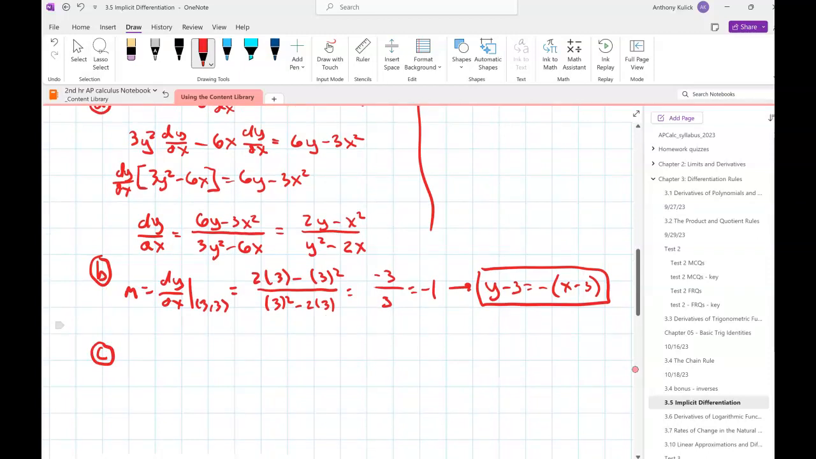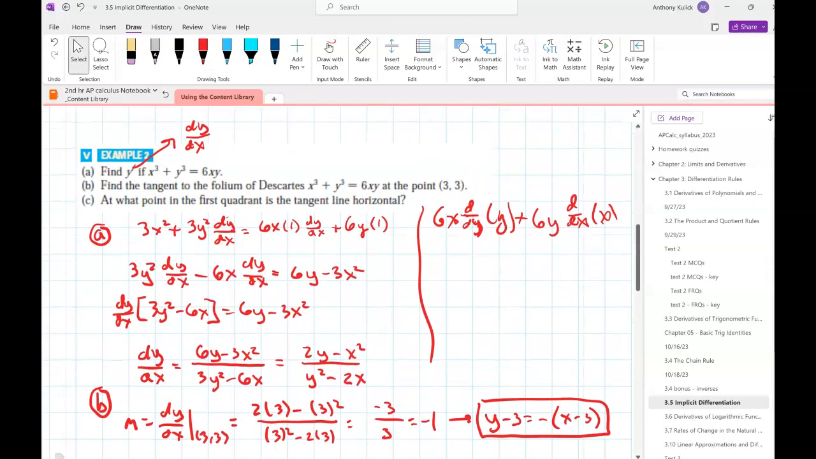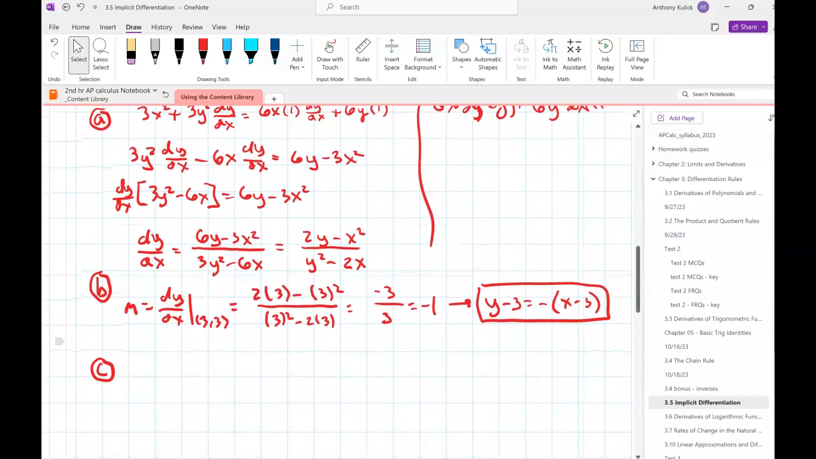Yep, I just plugged 3 in for x and 3 in for y to get my slope, and then I wrote my slope-intercept equation. Part C says, at what point in the first quadrant is the tangent line horizontal? What are we going to do with that? When the slope is 0. Very good.